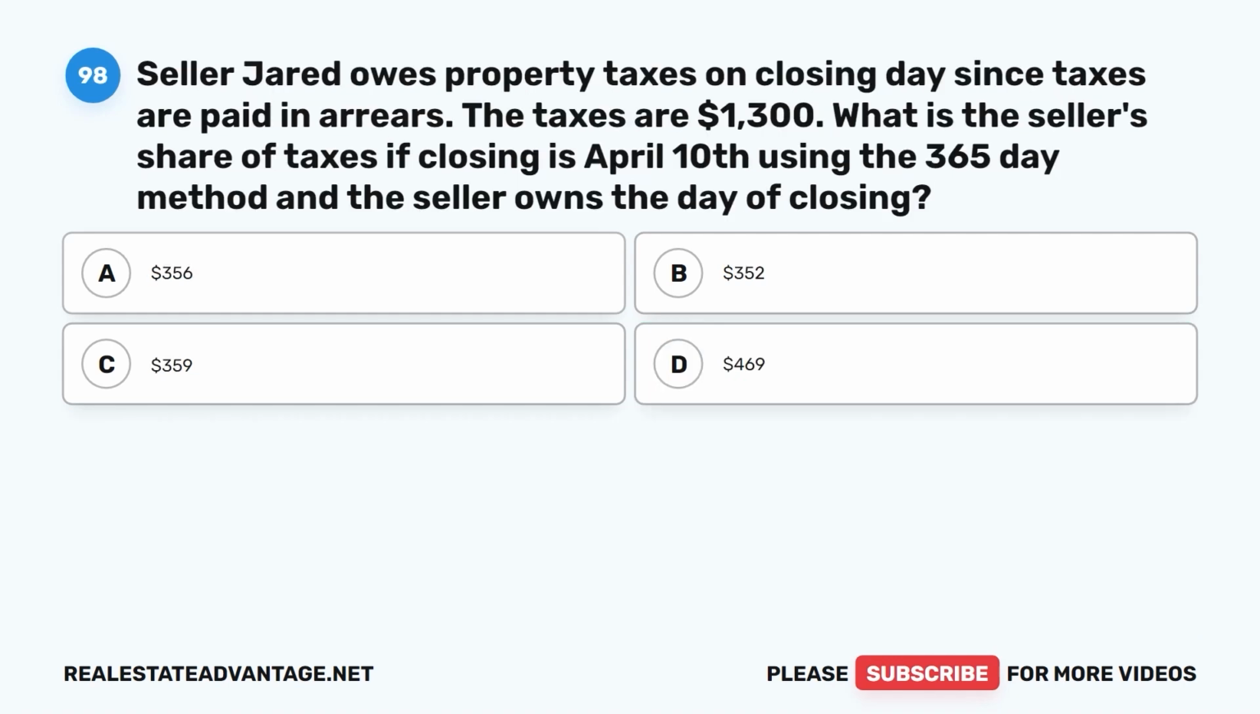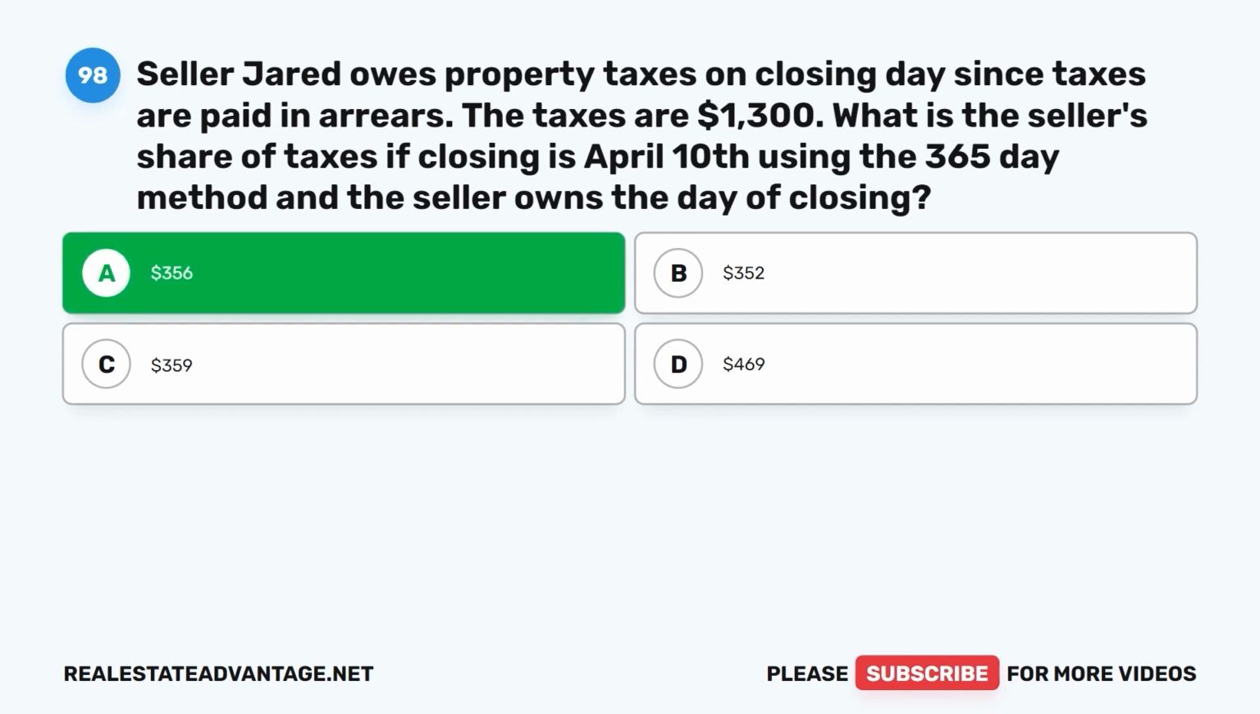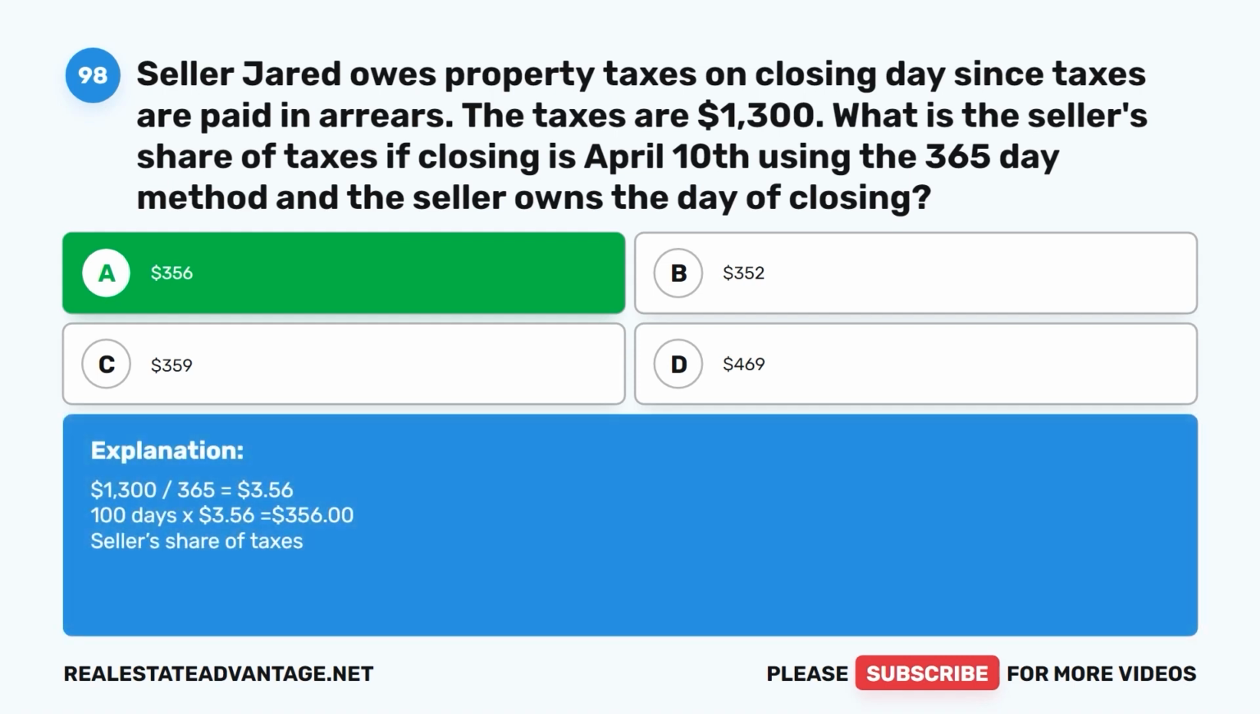Question 98. Seller Jared owes property taxes on closing day, since taxes are paid in arrears. The taxes are $1,300. What is the seller's share of taxes if closing is April 10th, using the 365-day method and the seller owns the day of closing? A. $356. B. $352. C. $359. D. $469. The correct answer is A. $356. $1,300 divided by 365 equals $3.56. 100 days times $3.56 equals $356, the seller's share of taxes.